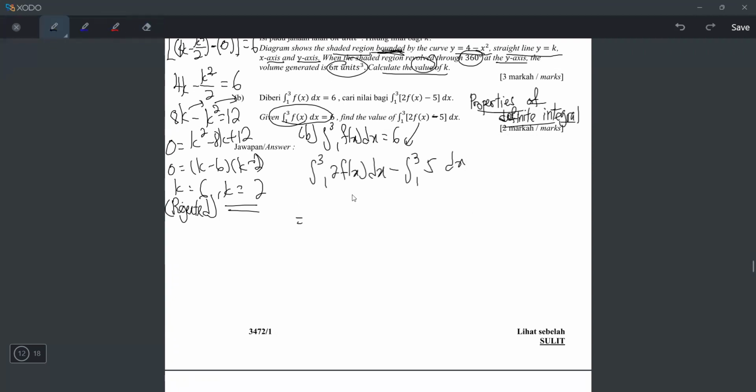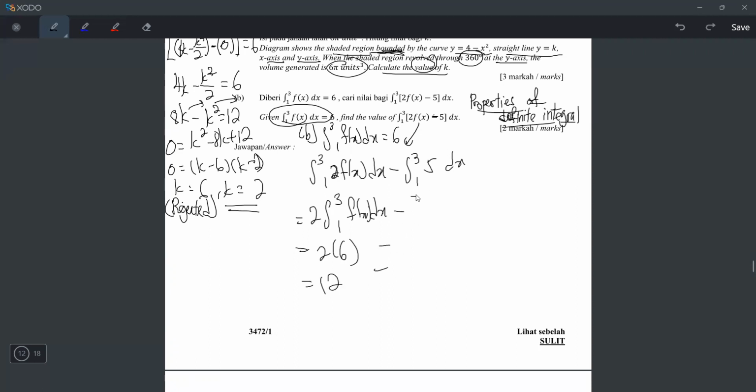Okay, I'll just explain using this question. So one of the properties is that you can separate like this. Another property is, if here is a multiplication, you can put the 2 in front of this. So you are just left with the integral from 1 to 3 of f(x) dx. And the integral from 1 to 3 of f(x) dx you know is equal to 6, right? So it will be 2 times 6. So it will be 12. But this is not your answer. You still have to minus this.